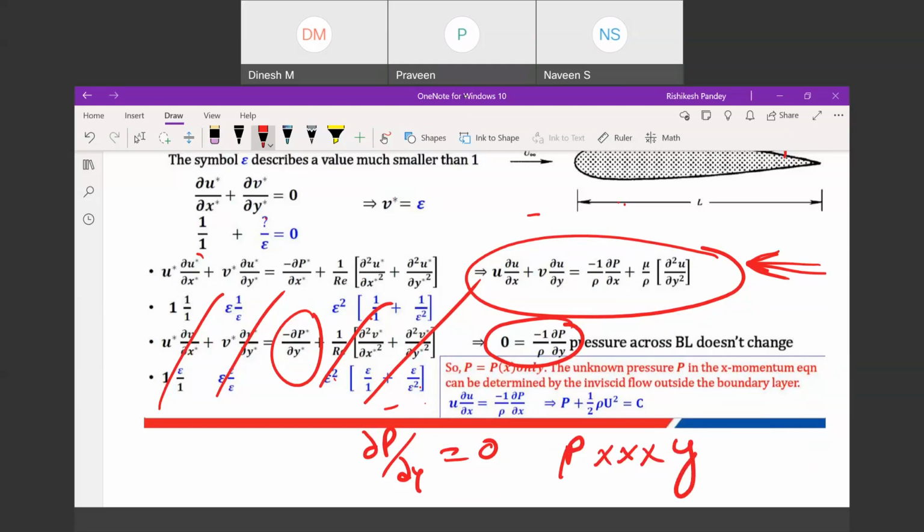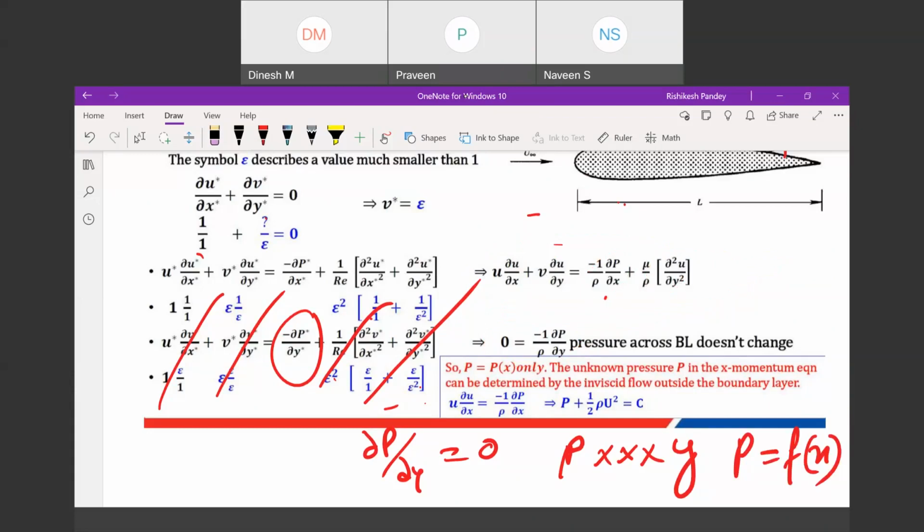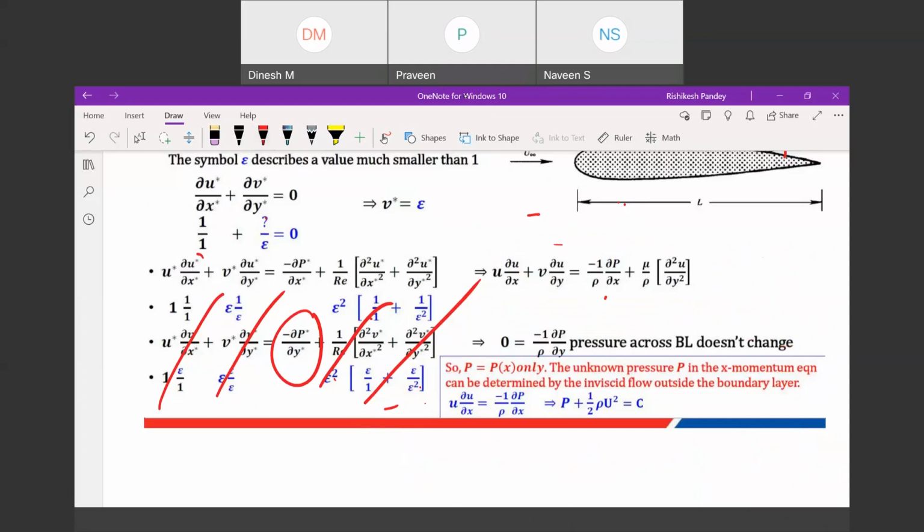Now the second is that pressure is a function of x only. If pressure is not varying in y direction, this particular term is dependent upon all these things, so you cannot say pressure is not varying with x. It is varying with x. So pressure is a function of x only, not a function of y. These are the conclusions with respect to pressure.